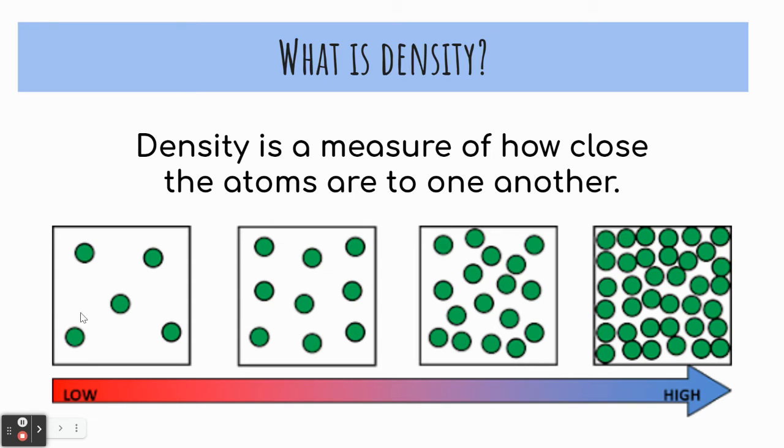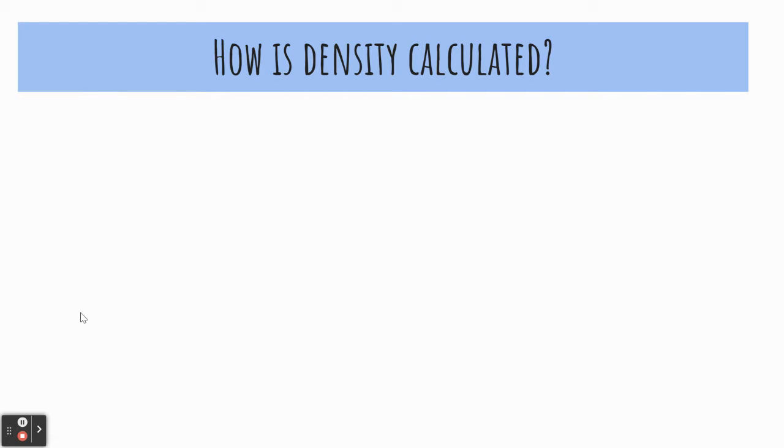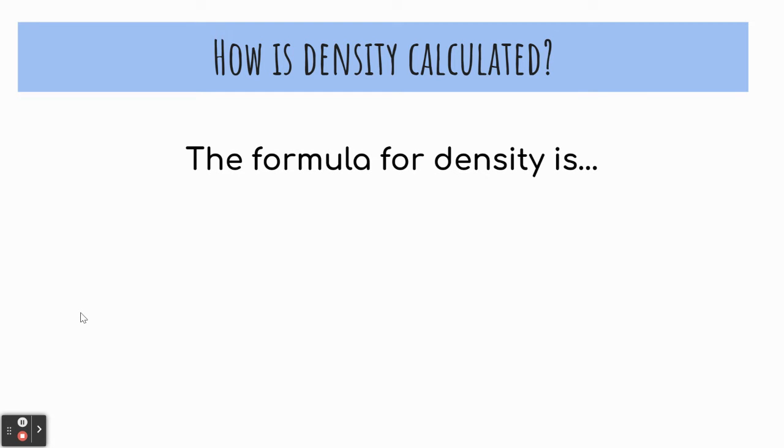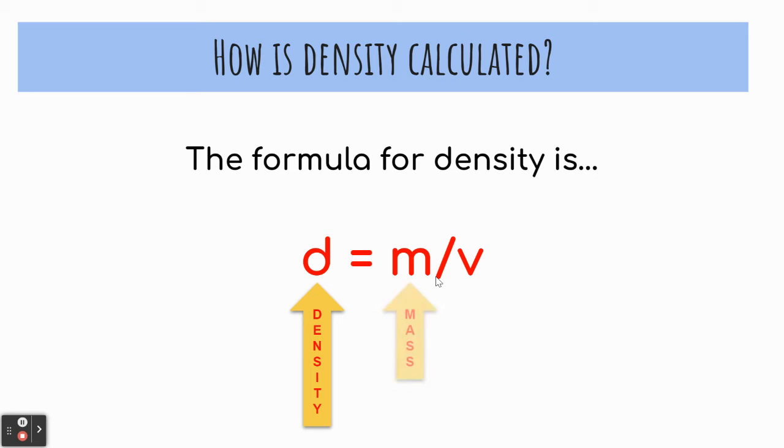There's a way to calculate density, so that's what we're going to look at now. There's a formula: D equals M over V, where D equals density, M equals mass, and V equals volume. So this is density, mass, volume. Mass divided by volume equals density. Make sure you write all that down in your notes.